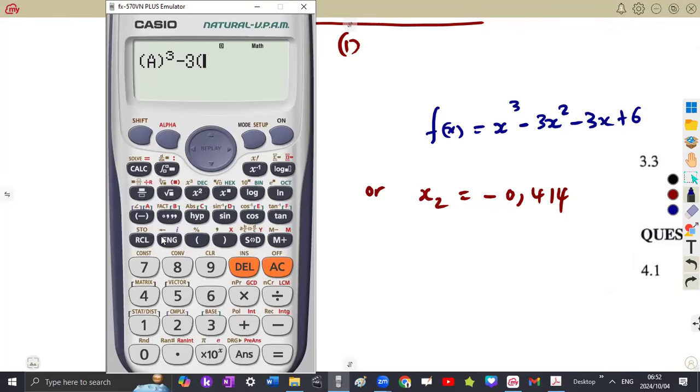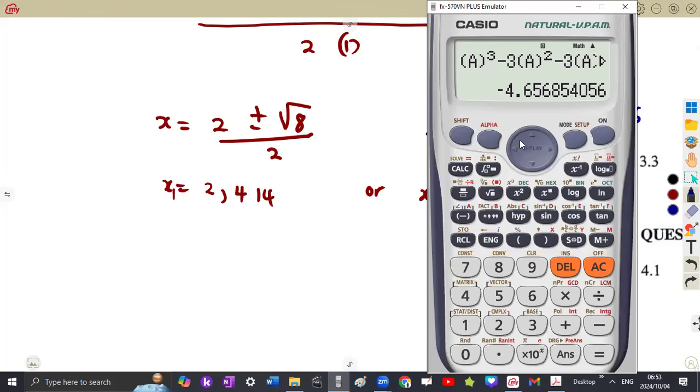Minus 3 into, recall A. So you press that button where A is, close that bracket. This is squared. Minus 3 into A. So you recall A again, close the bracket, plus 6. So as you can see, it's better than writing this value digit by digit. So guys, you can see that.